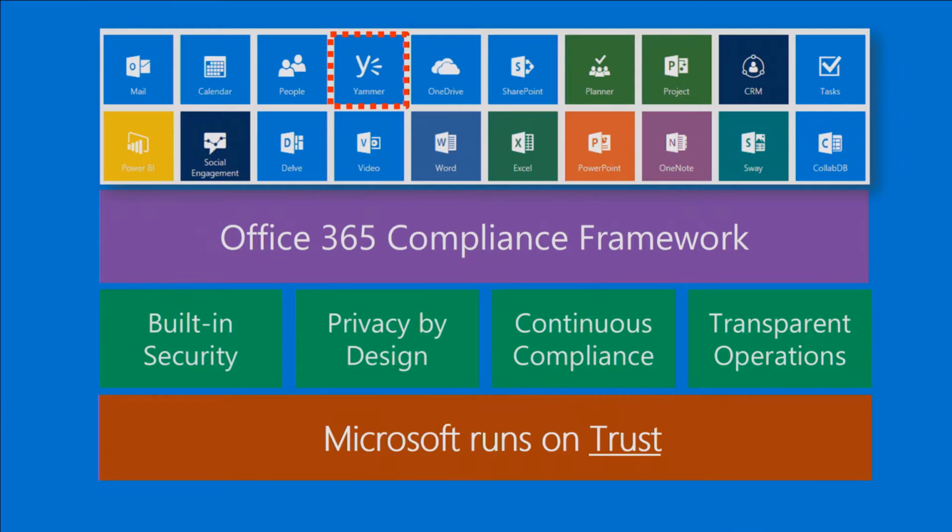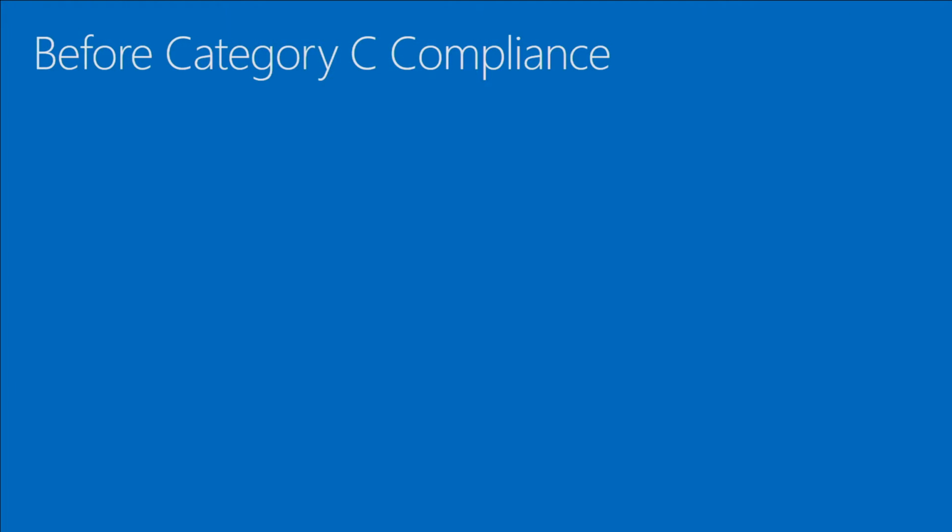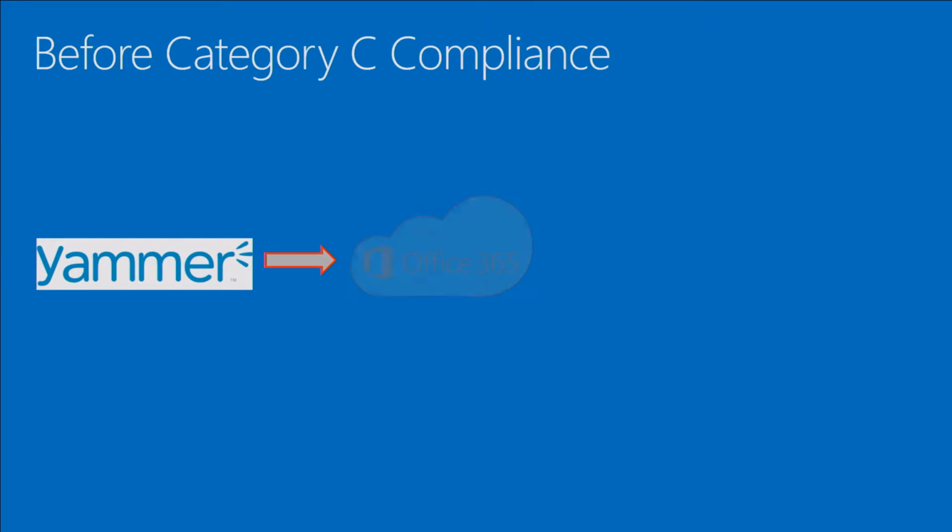As you can see, Yammer is front and center over there. This is because Yammer has achieved advanced Office 365 compliance, which is why it's able to be turned on by default within Office 365. But this wasn't always the case. Before Yammer got this advanced Office 365 Category C compliance, it came along. It was a fun service. People liked it. Okay? Wanted to become a part of Office 365.